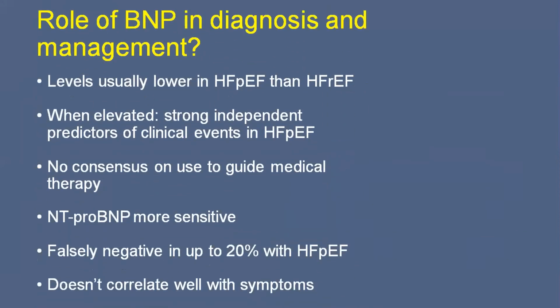Role of brain natriuretic peptide: levels are usually lower in heart failure with preserved ejection fraction than in heart failure with reduced ejection fraction. If elevated, they are strong independent predictors of clinical events in HFpEF. There are concerns about its use to gauge medical therapy. Natriuretic peptide, brain natriuretic peptide, is more sensitive but falsely negative in up to 20% of patients with heart failure with preserved ejection fraction. It does not correlate well with symptoms.